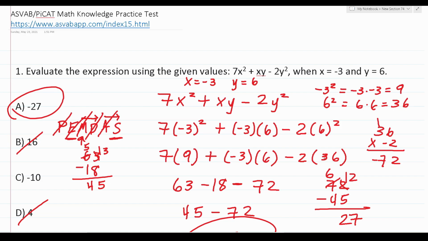Let me stress this again. Many of these questions are very similar to what you should expect to see on the ASVAB and PiCAT. And as I mentioned throughout this video, you do have to commit those formulas on my 13-page reference sheet to memory at some point in order to be successful on those tests. Again, my reference sheet is completely free. You can go to my website, asvabapp.com, and download it whenever you want.